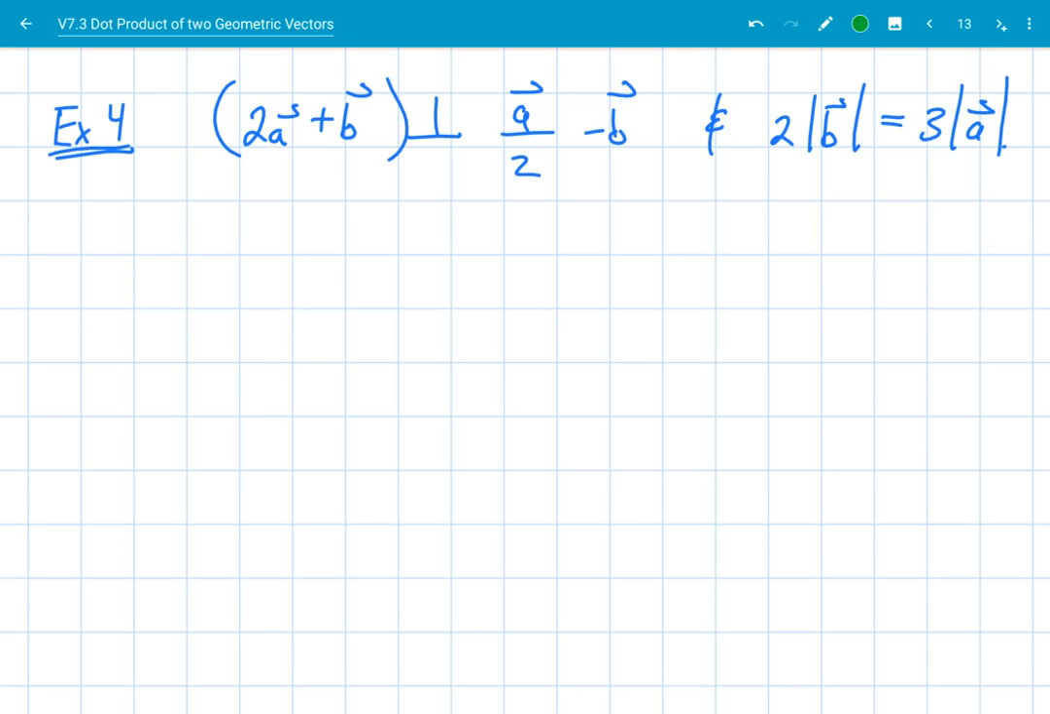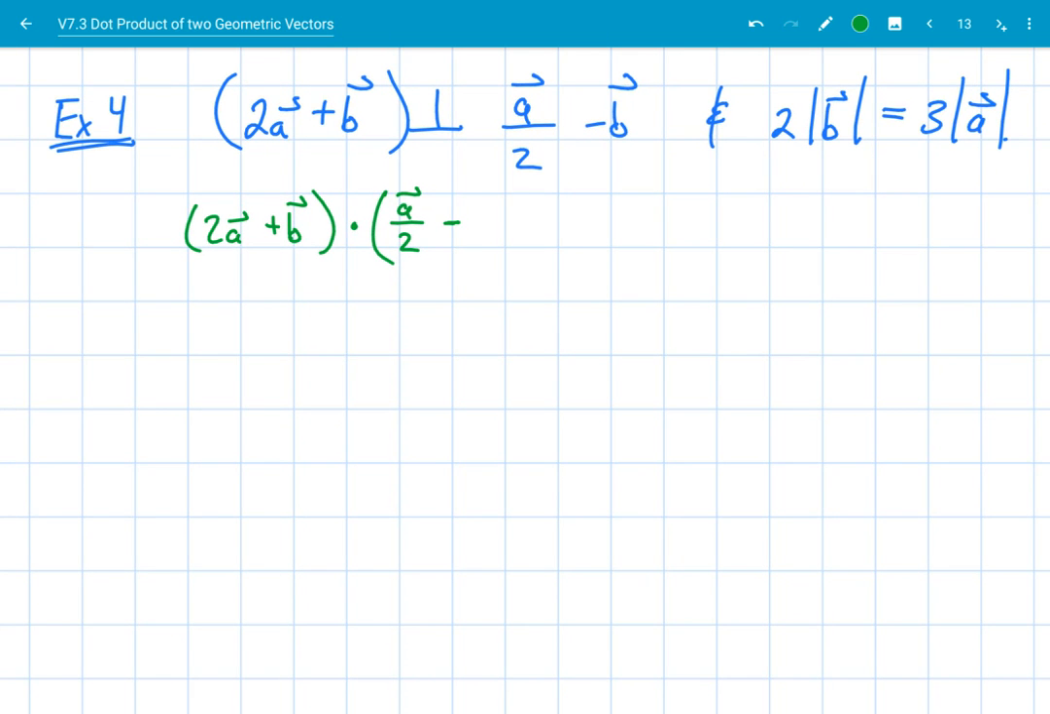All right, example 4. 2a plus b is perpendicular to a over 2 minus b. So just using that and the definition of dot product, the properties of dot product, we know that the dot product of the resultant of 2a plus b, dotted with the resultant of a over 2 minus b, must be equal to what?